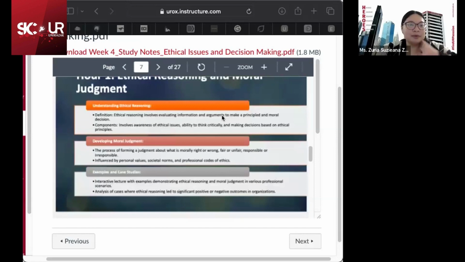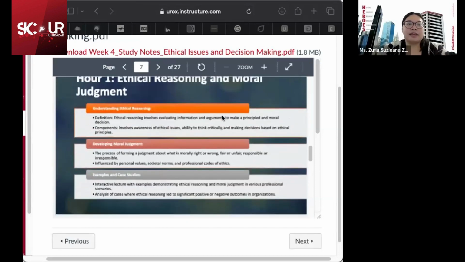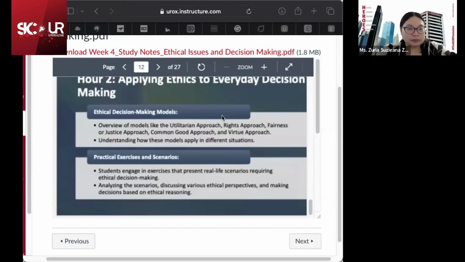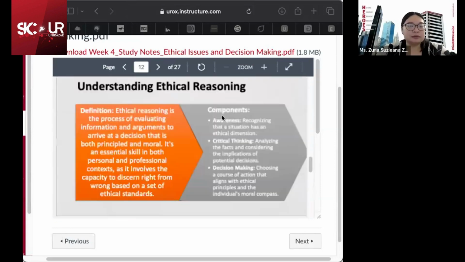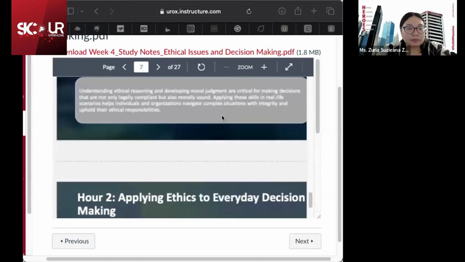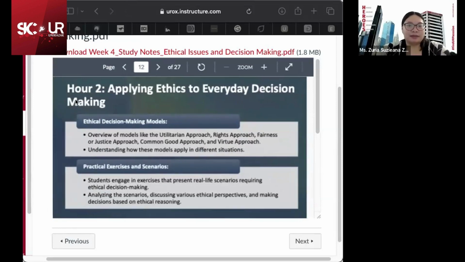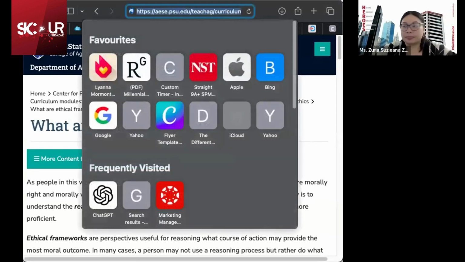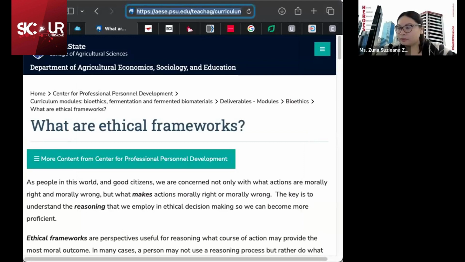I think they're all the same. Okay, I will start at this one. Ethical reasoning and moral judgment. So if you see this, where did I see it just now? Okay, we are going to talk about an example of this study. Okay, this one is right. Ignore hour 2. Okay, so we are going to take a look at the ethical decision making approach first, the theories in ethical decision making first. Can you see this slide?